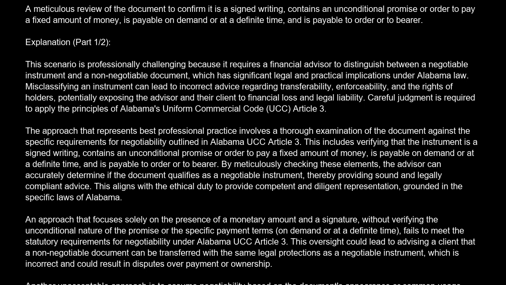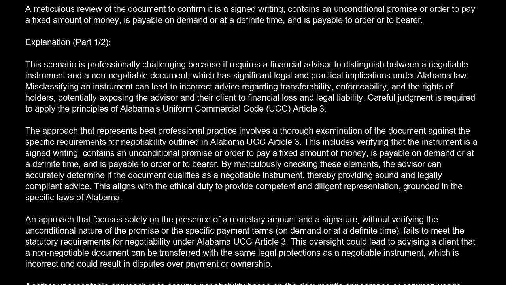The approach that represents best professional practice involves a thorough examination of the document against the specific requirements for negotiability outlined in Alabama UCC Article 3. This includes verifying that the instrument is a signed writing, contains an unconditional promise or order to pay a fixed amount of money, is payable on demand or at a definite time, and is payable to order or to bearer. By meticulously checking these elements, the advisor can accurately determine if the document qualifies as a negotiable instrument, thereby providing sound and legally compliant advice. This aligns with the ethical duty to provide competent and diligent representation, grounded in the specific laws of Alabama.